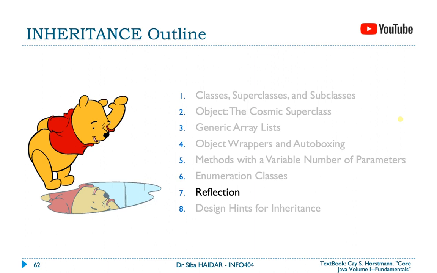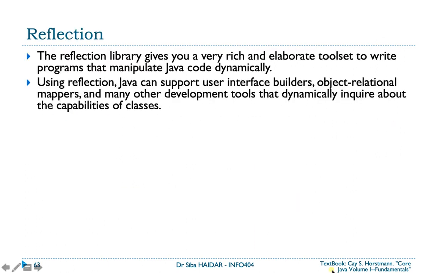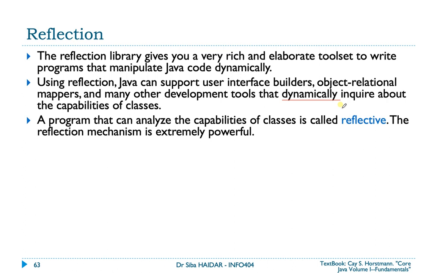Reflection now. We reached the section reflection, and let's begin by defining reflection. The reflection library gives you a very rich and elaborate toolset to write programs that manipulate Java code dynamically. Using reflection, Java can support user interface builders, object relational mappers, and many other development tools that dynamically inquire about the capability of classes. When you say dynamically, it means at runtime. So a program that can analyze the capabilities of classes is called reflective.